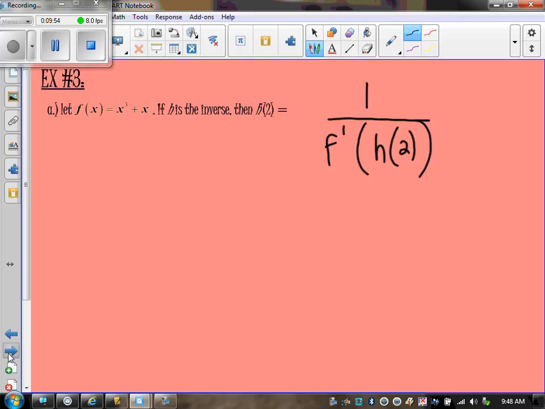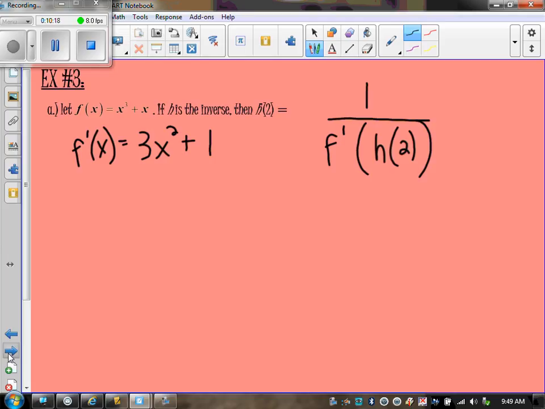Okay. Do I know h of 2? No. Do I know f prime of 2? Not yet, but I can find it. Let's find the derivative of that. 3x squared plus 1, like that. But I still don't know what to plug into that, right?